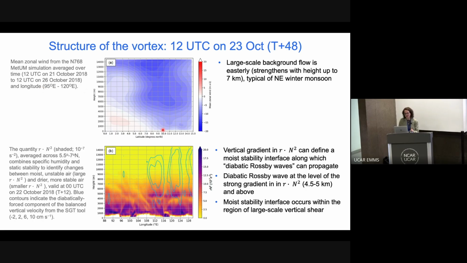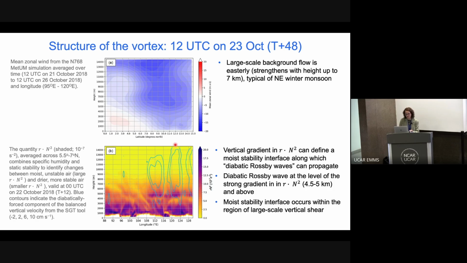And what you see here is that the large-scale background flow is mainly easterly. You can see it strengthens strongly with height up to a maximum about 7 kilometers, and then it still increases a bit, but much weaker. And this is a very typical situation for the winter monsoon in Southeast Asia. And we also have here the cyclonic shear on the southern flank of this stronger vertical shear below 7 kilometers.